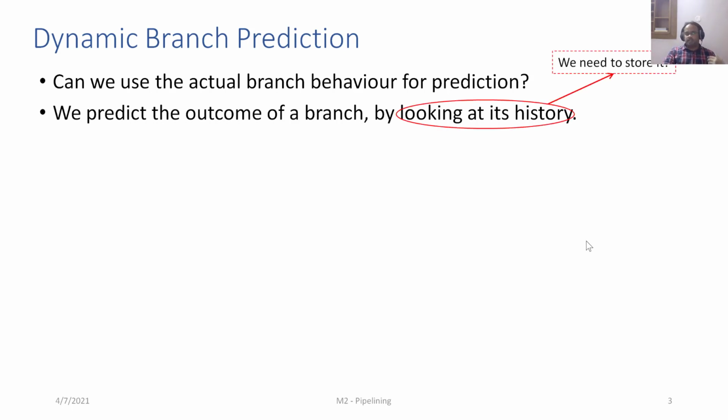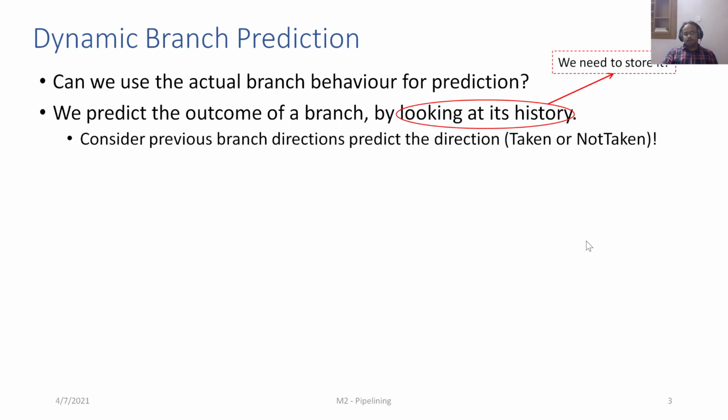And the moment we say we want to look at the history, it means that we need some additional storage. What specifically it means is we are going to store for each branch in the previous n number of instances whether it was taken or not taken, and we are going to use that in the n plus 1th instance and make a prediction, whether this time it will be taken or not taken.